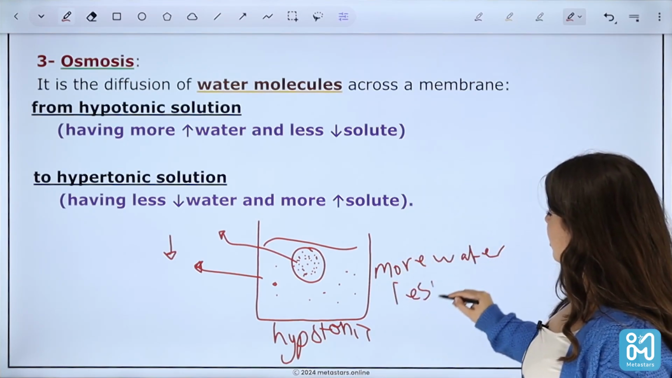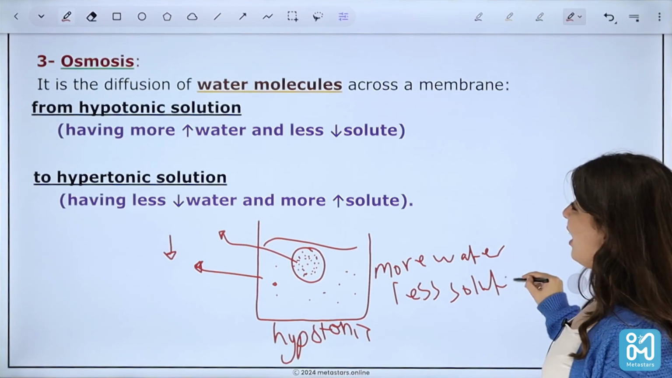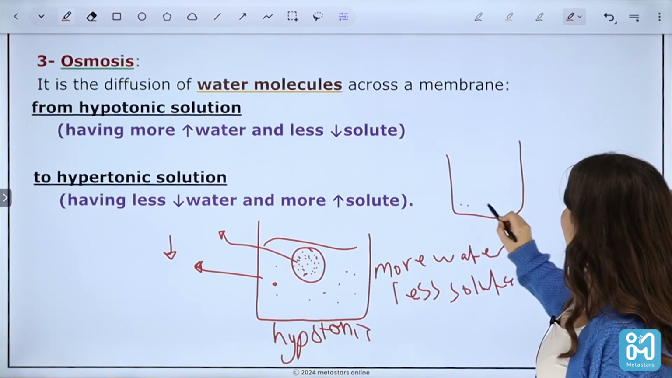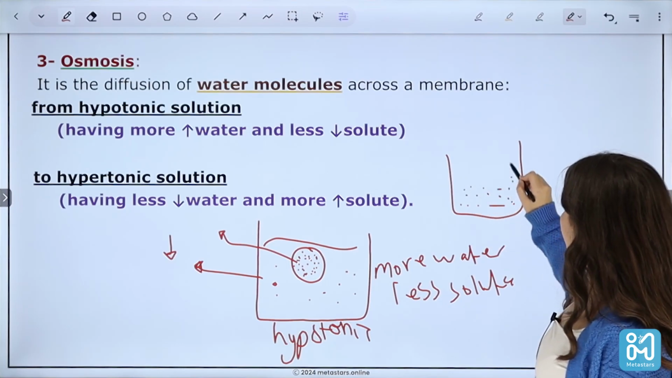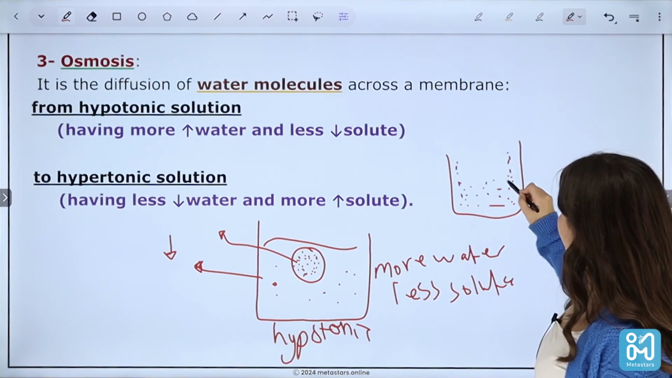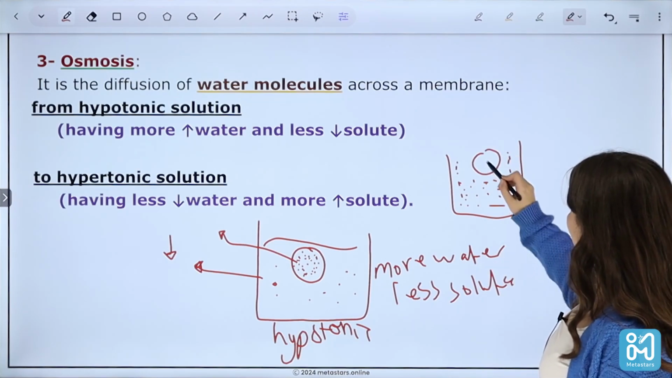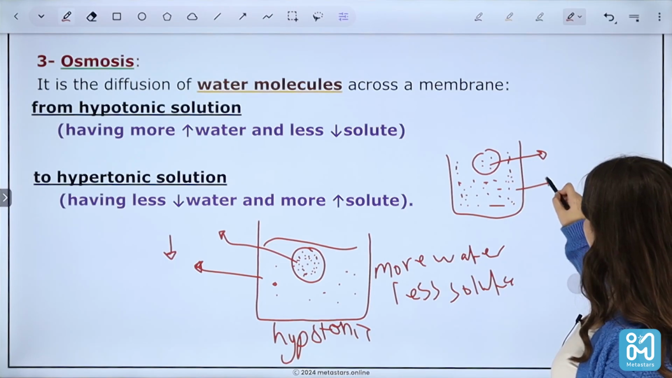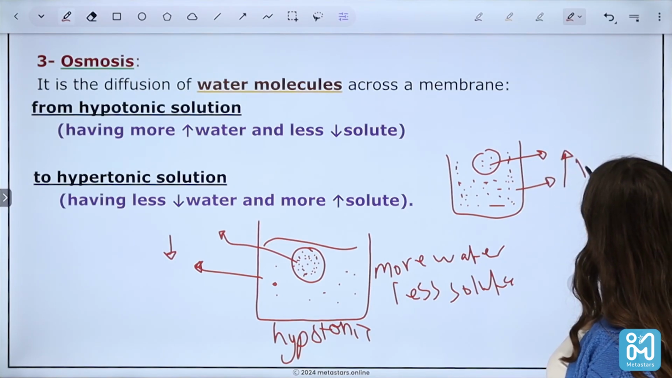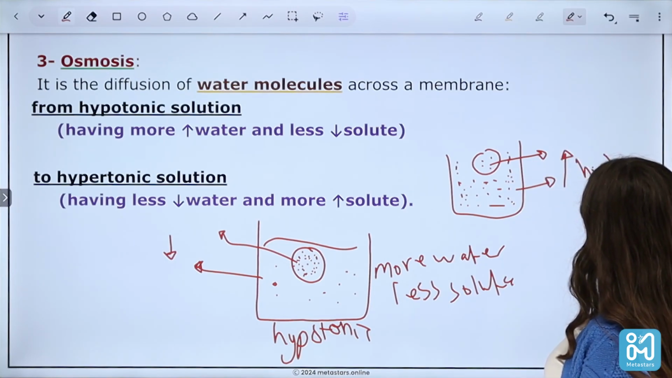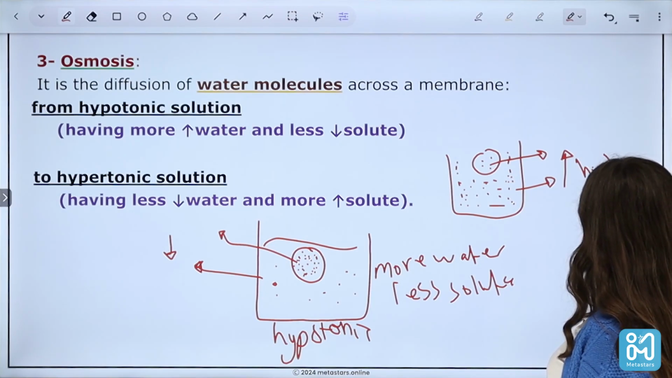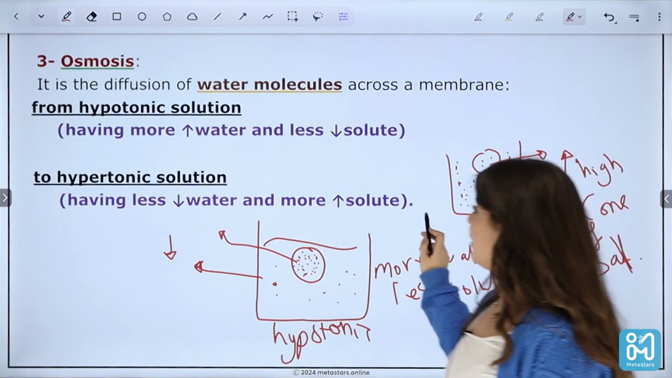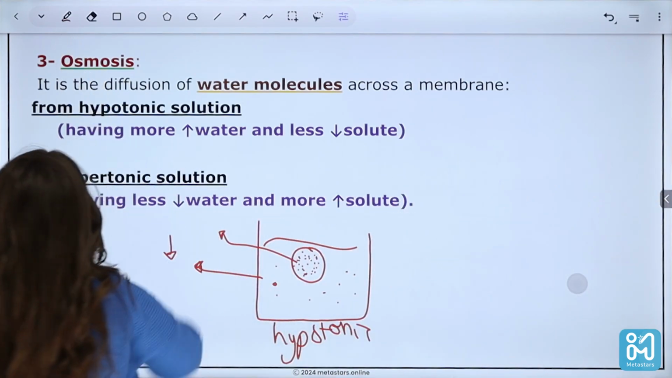Less solute. Unlike the hypertonic, which is like the Dead Sea, it has a high concentration of salt inside it. And here's the cell that has only this concentration of salt. So the water here has a high concentration of salt, so it has more solute.